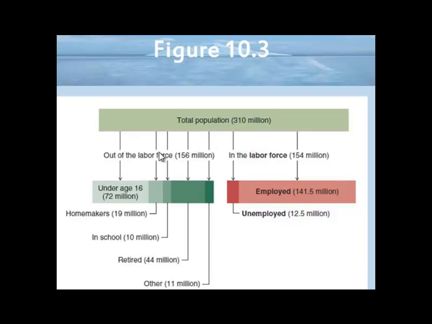So those that are not in the labor force, if you're under 16, we don't make you work. 72 million people there. If you're a homemaker, you're not formally engaged, even though it's probably the hardest job in the world. You're not being paid for it, so it's not included in unemployment statistics. And if you're in school or retired, you also are not part of the civilian labor force.